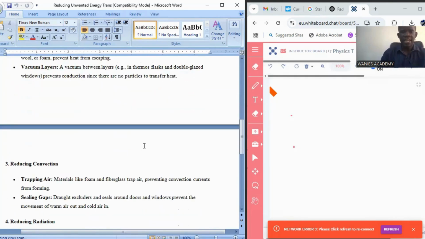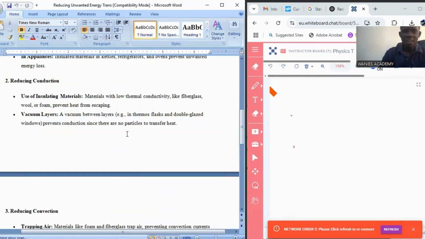Now, the next one we're going to look at is reducing convection. Convection is a method of heat transfer that involves fluid. And when we talk about fluid in physics, we're talking about both liquids and the gaseous states of matter. And so now, how do we reduce convection?